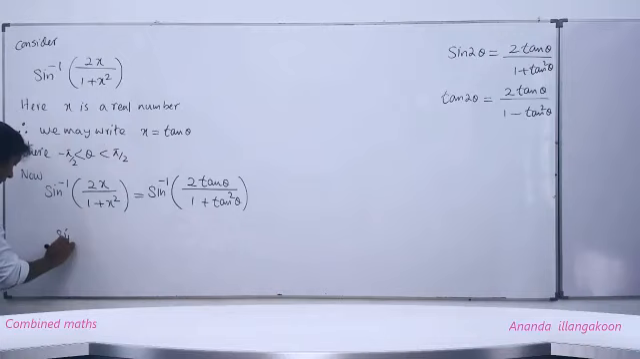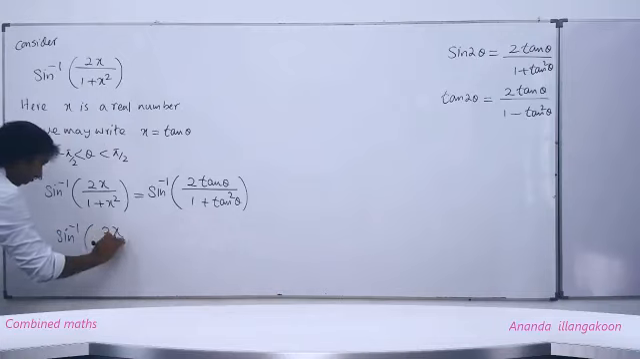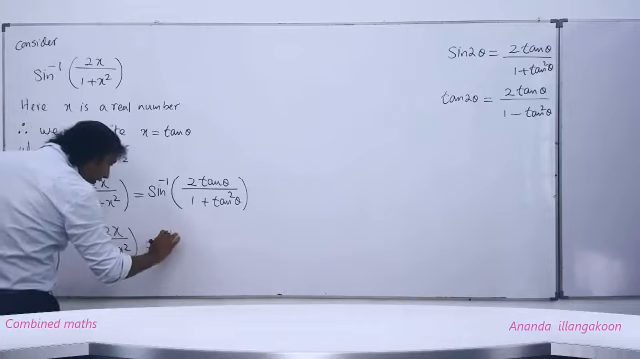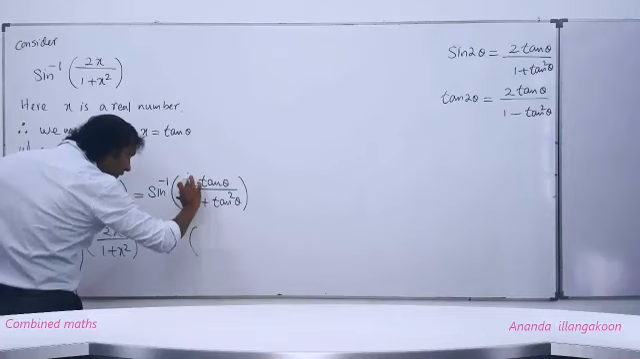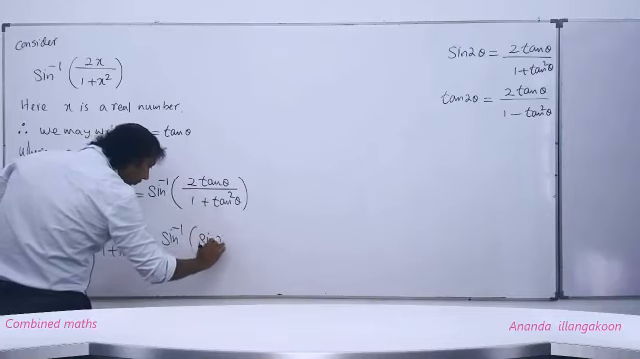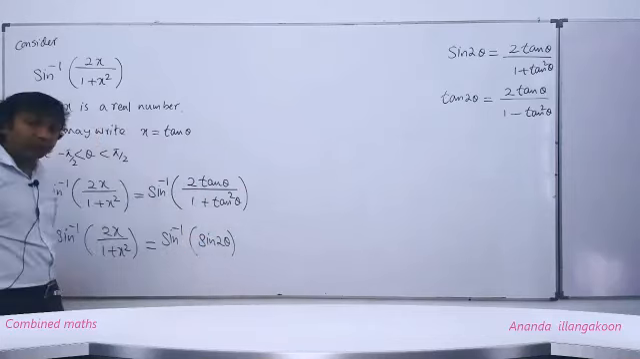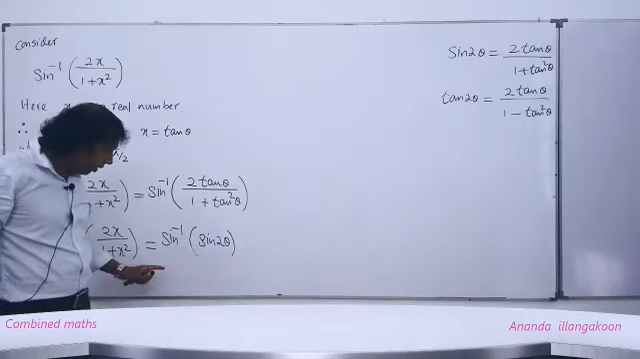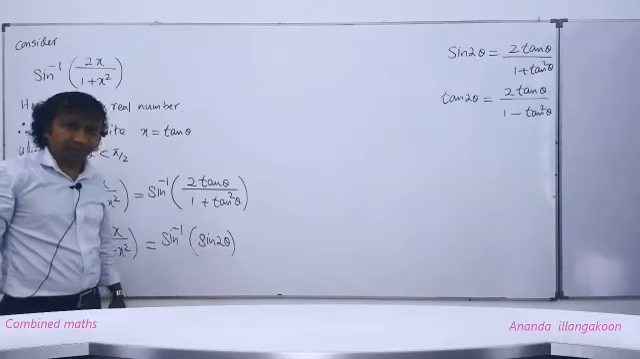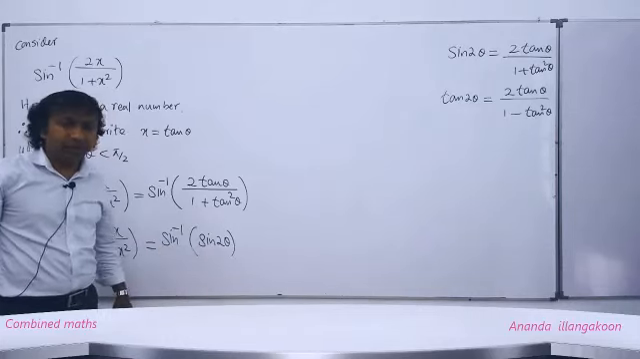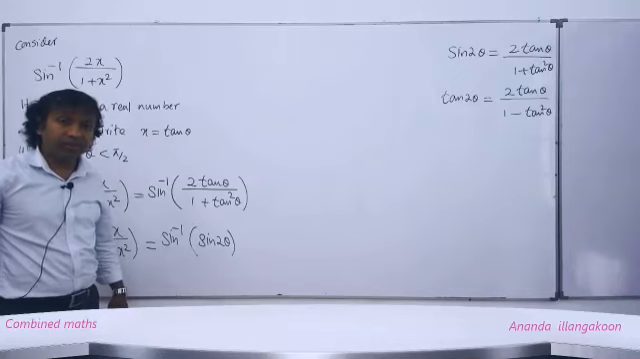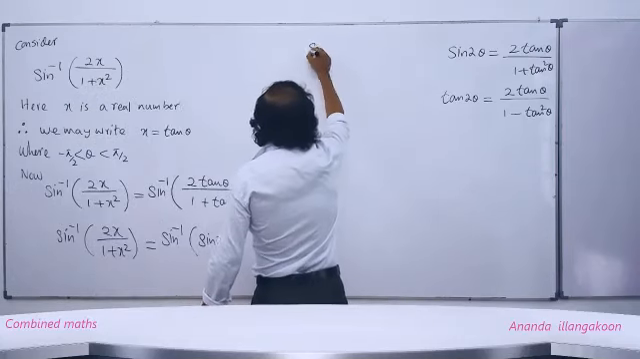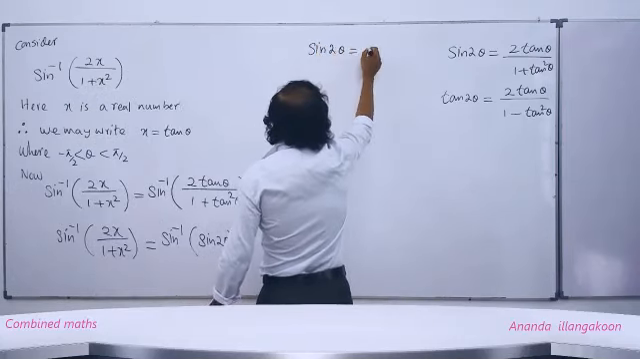So people, on the left hand side I already have sin inverse of 2x divided by 1 plus x square. Now the right hand side is sin inverse of sin 2 theta. Can somebody tell me, what is sin inverse sin 2 theta? Sin 2 theta is equal to sin 2 theta.